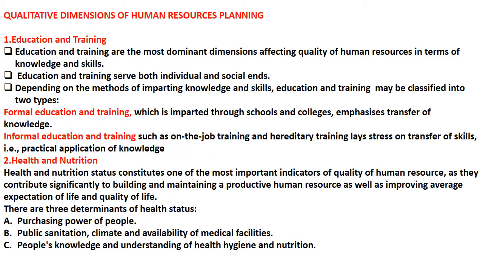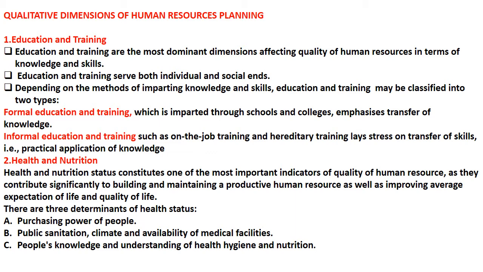Okay, then depending on the methods of imparting knowledge and skills, education and training can be classified into formal education and informal education. Formal education means education imparted through colleges and schools. Informal means on the job training or homeschooling; all these come under informal education and training.